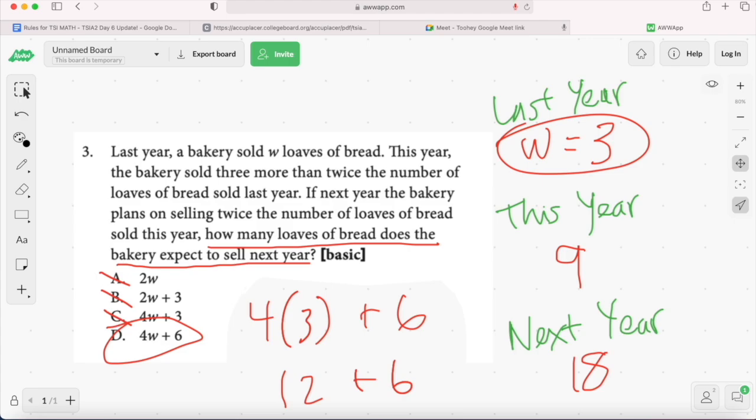I think any number for W will work. I was prepping this morning. I tried 10 for W. That works. I tried 1, and 1 works. You can try it on your own if you want to with different sets of values. Doesn't matter what you pick. Just think in concrete terms and then test all the answer choices.